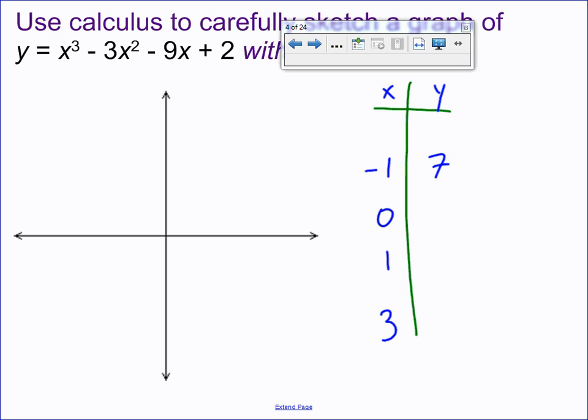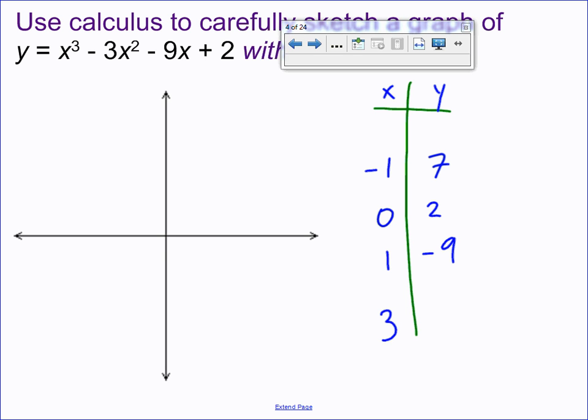Great. Let's try 0. Oh, I got that one. 0, 2. Yay! That's my favorite one. And 1. So we'll do 1 minus 3 is negative 2, minus 9 is negative 11, plus 2 is negative 9. Raise your hand if you had 1, negative 9. Did you get that? That's right.